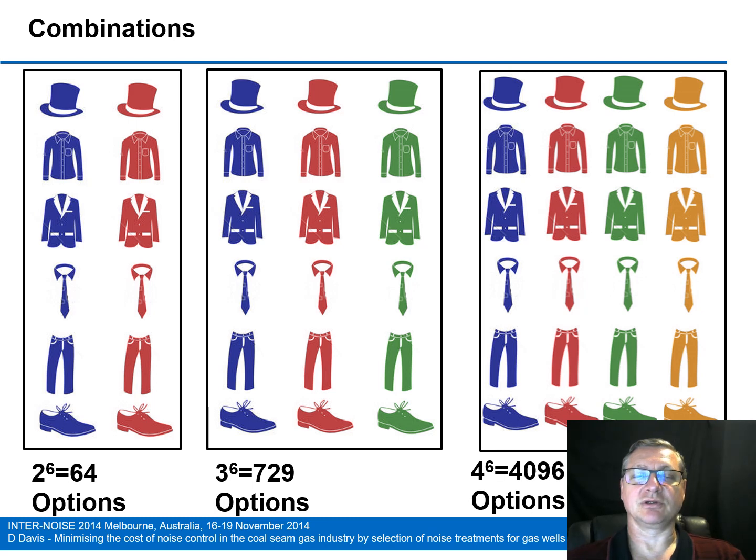Let's give a quick example of combinations. So if you had 6 objects and you had 2 possible choices for each of those 6 objects, then you'd have a total of 64 possible options for the combinations of those different choices. If you had 3 choices for each of your 6 objects, then you'd have a total of 729 possible options for the combinations. If you had 4 choices, then now you've got 4,096 possible options of different combinations for your 6 choices.